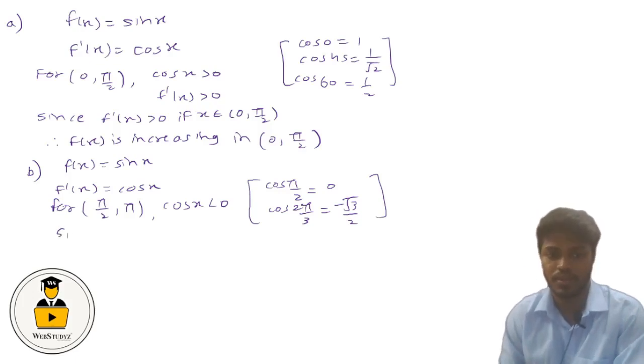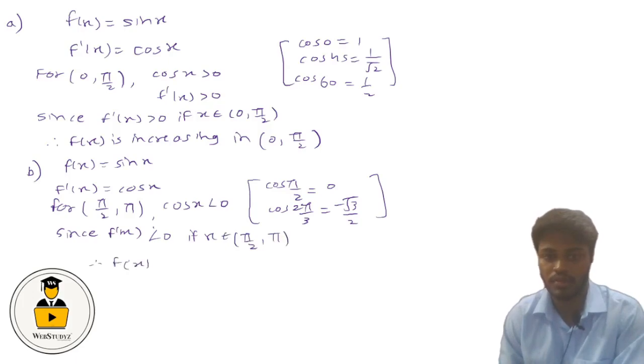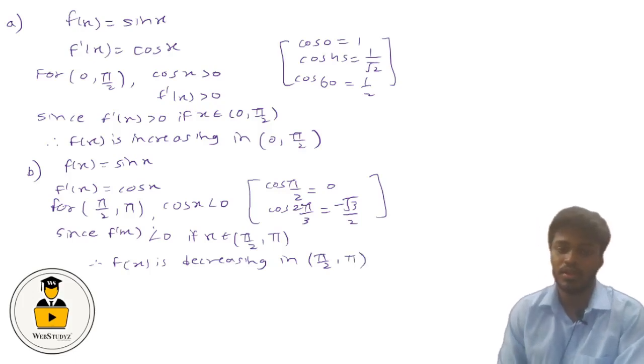So since f dash of x is less than 0 if x belongs to pi by 2 to pi, therefore we can say that f of x is decreasing in pi by 2 to pi. So we get that the function is decreasing in the pi by 2 to pi range.